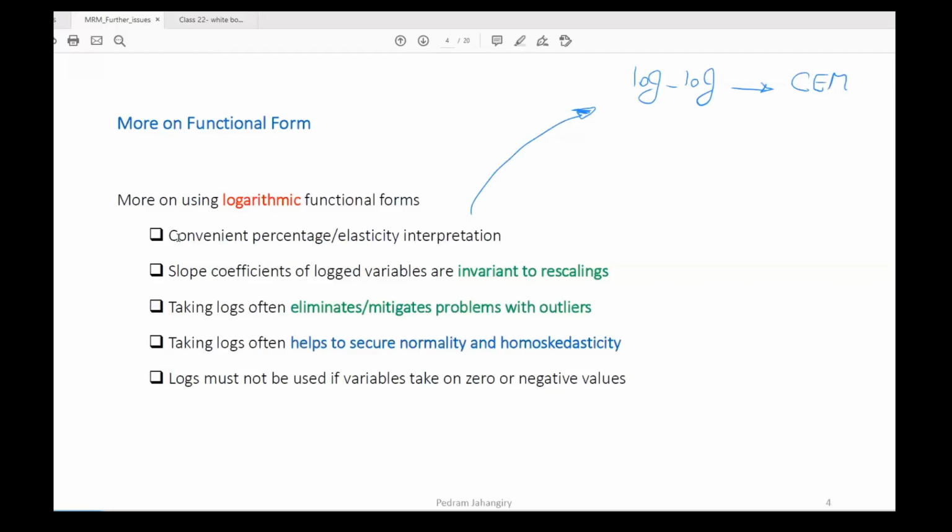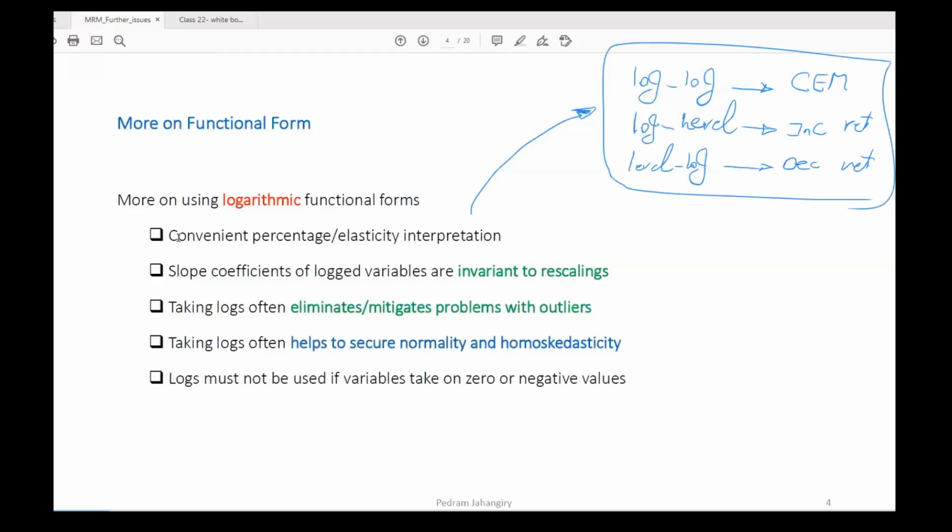So percentage. Then we talked about the log-level model. For the log-level model, we're talking about increasing return. For instance, we said 1% increase in education, 100 multiplied by beta percent increase in wage, right? Then we had the level-log model. For the level-log model, it was decreasing return. So let me call it decreasing return.